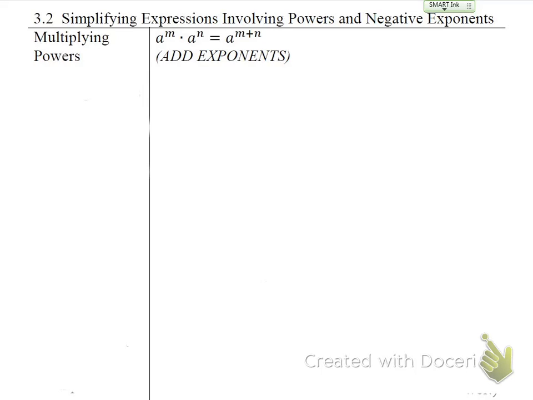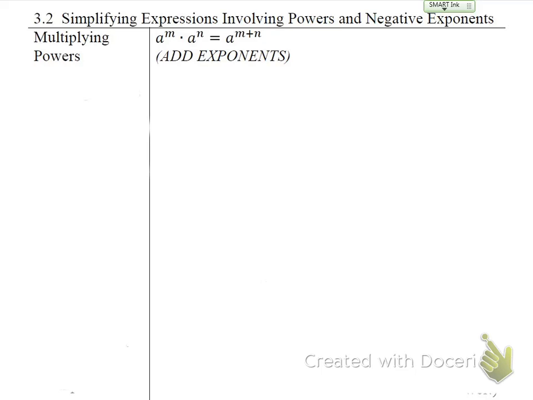Okay guys, so 3.2, we are simplifying expressions involving powers, and that includes negative exponents. So I'm going to give you all of your exponent rules first, and then we'll look at examples. So your first exponent rule is when we are multiplying powers. Now all of these rules are given in general terms. We'll actually do examples with them after I give you all the rules, okay? So the exponents m and n will actually be numbers.